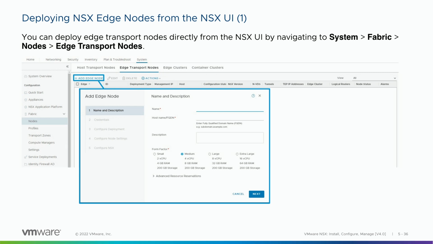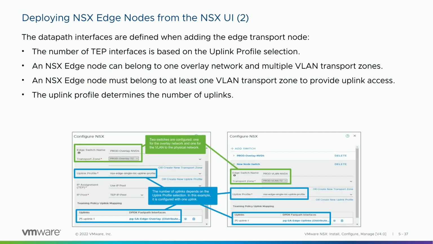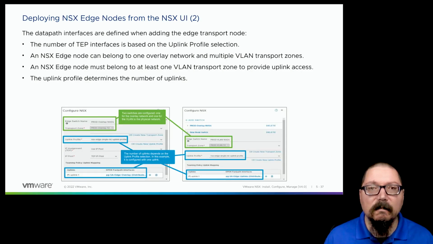So, here we see the beginnings of that, where I give the edge object a name. I define the size, the form factor of the virtual edge. And then I can go through and define where in vCenter I want this, what cluster, what resource pool, and so on and so forth. What management network am I attached to? And then I can start building my host switches. I can start building my NVDSs and configuring the edge as a transport node.